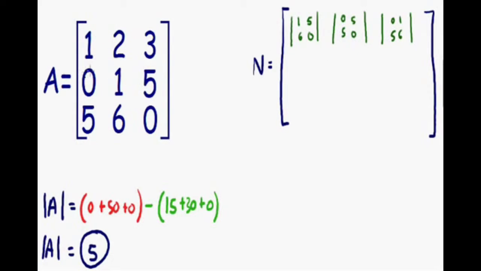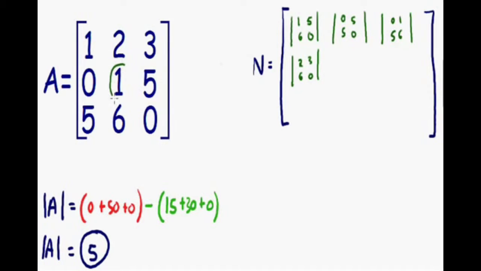So now let's do the same exact thing for the number in the middle left position, this number 0. If we cross out the row and the column of this number 0, we're left with the 2 by 2 matrix 2, 3, 6, 0. So I'm going to copy that 2 by 2 matrix in the middle left position, 2, 3, 6, 0.